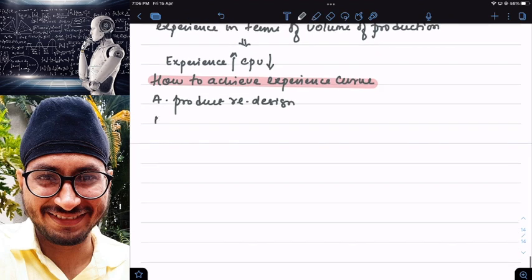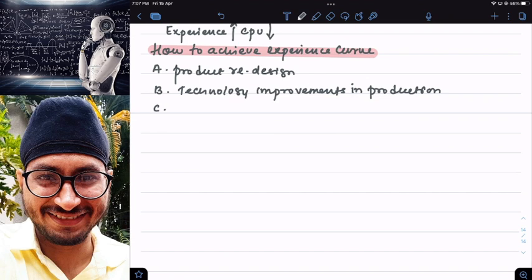Second thing, sir, technology improvements in production. Technology improvements in production means if I change my technology, if I buy the latest technology, I will be able to produce more and the cost of production will reduce. That is one more thing I can do in order to reduce the cost. What else can I do, sir?